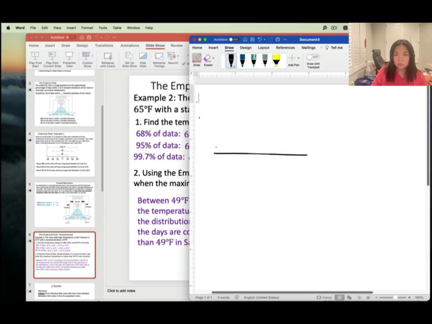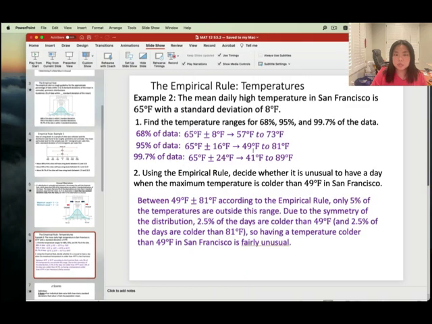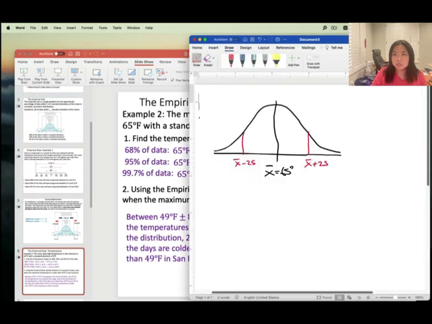Okay, look at this picture. This is an empirical rule, so the distribution has to be symmetric and unimodal. Okay, in the middle here will be the mean, which is 65 Fahrenheit. Okay, talk about usual and unusual. So that will be these two guys. That will be the mean plus 2 standard deviations, and this will be the mean minus 2 standard deviations. Okay, so we found it from example 1 here, which is 49 to 81. So this is equal to 49 Fahrenheit. This is going to be equal to 81 Fahrenheit.